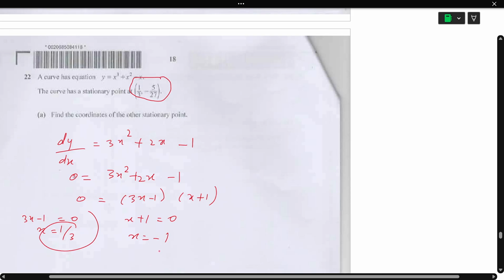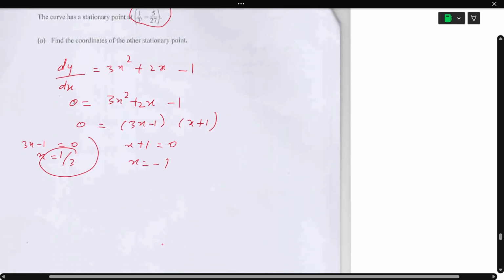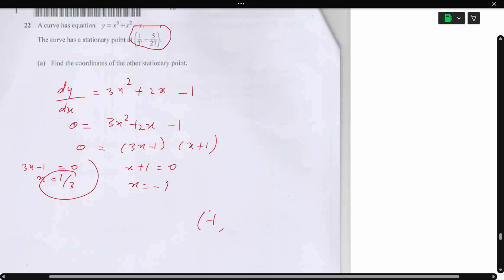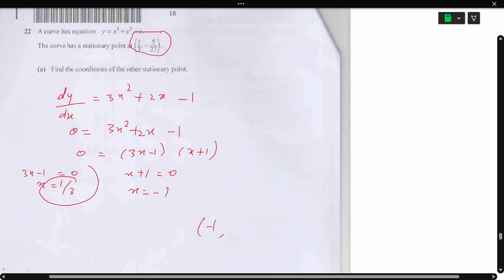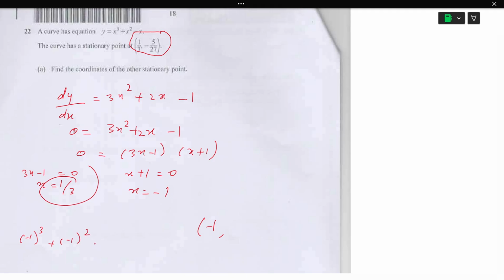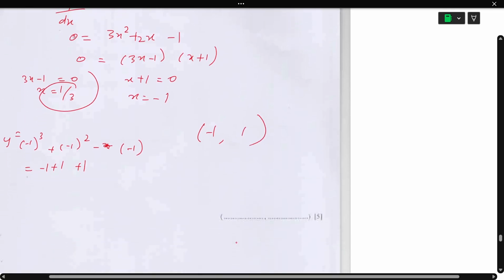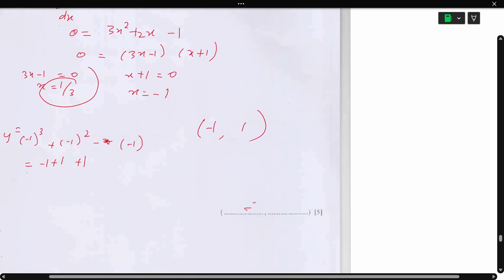So now we have to get the point for x equal to negative 1. The x-coordinate is negative 1, and for the y-coordinate, just put this negative 1 in the given equation. So negative 1 cube plus negative 1 square minus of minus 1, so y equal to minus 1 plus 1 plus 1, where 1 cancels 1. So y is 1. Negative 1 comma 1 is the next stationary point.